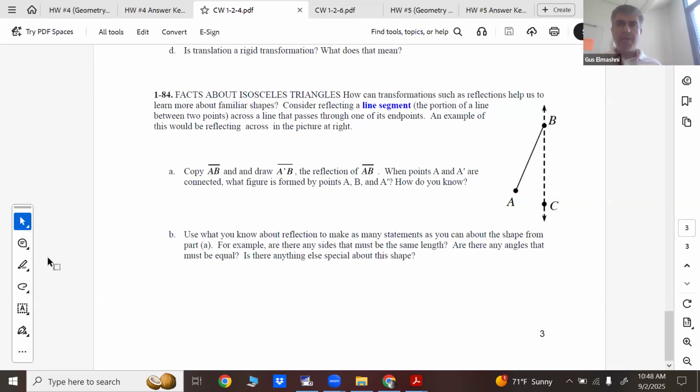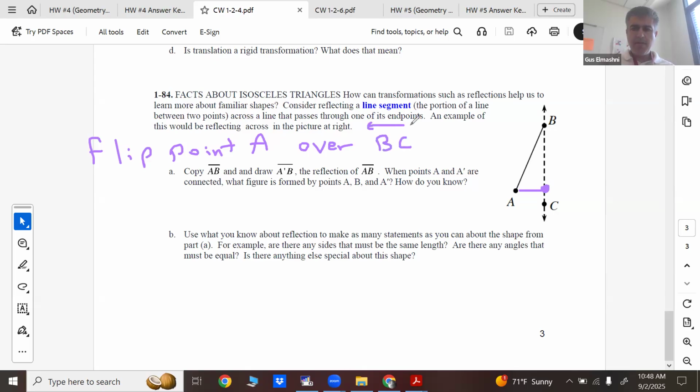Okay, so let me show what's happening with this one. And are you guys okay? Can I clear this now? Yeah. Okay, cool. All right, so let's go ahead and do that. So what I'm doing here is take a look at connecting this with this. So our goal is to flip point A over line BC. So I flip it over, wouldn't it just be over here?